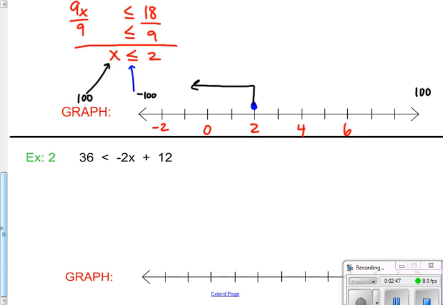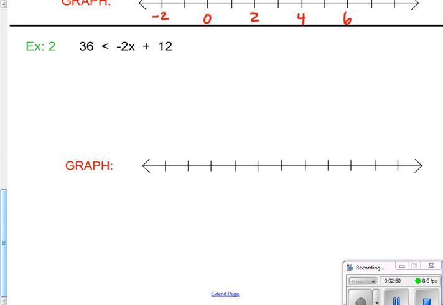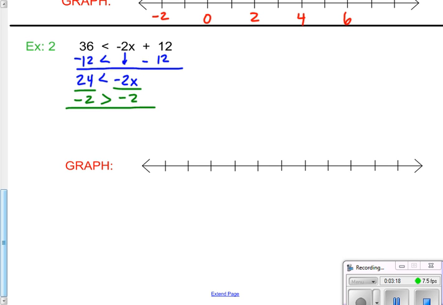Last example, example 2. Same scenario. Need to go ahead and get x alone. So I'm going to subtract 12 from both sides. Work down my paper. I have 24 is less than negative 2x. Get x alone. Here I'm going to divide by negative 2. Now remember, when you multiply or divide by a negative number, in this case I'm dividing by negative 2, your inequality sign has to reverse or flip. So I flipped my sign right there. If you don't do that, your inequality will be incorrect, as well as your graph. Work down the paper here. We get negative 12 is greater than x.